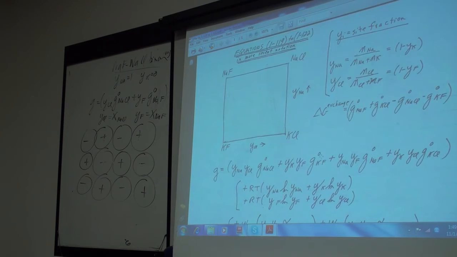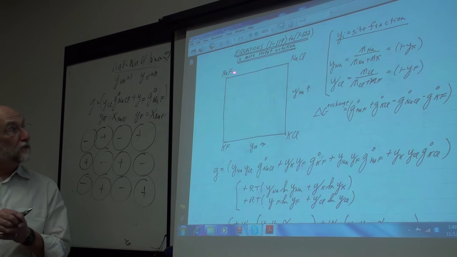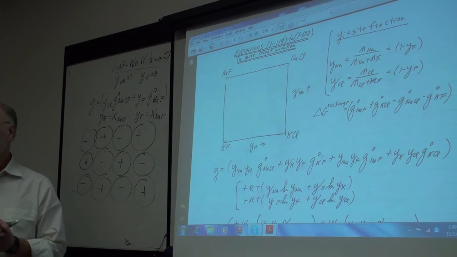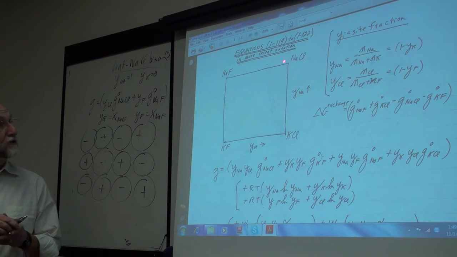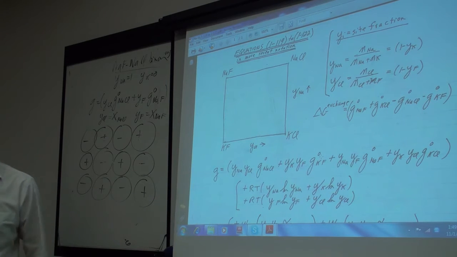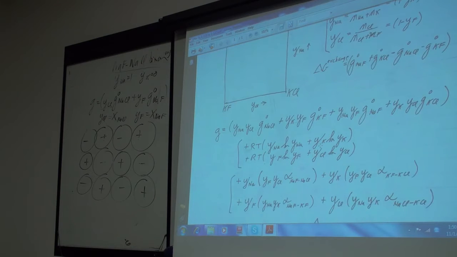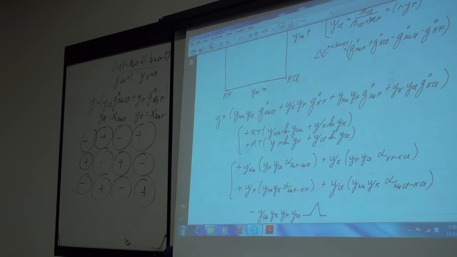Now, in the binary systems, we also have excess terms. Each binary system has an excess term. Okay, so how do we treat that? And this then is treated like this.